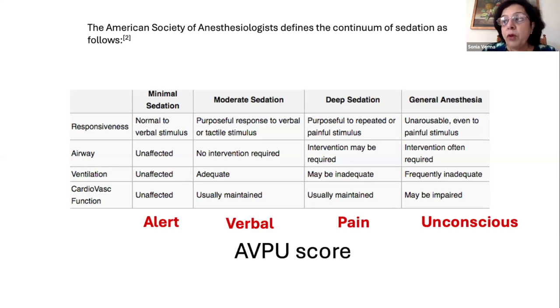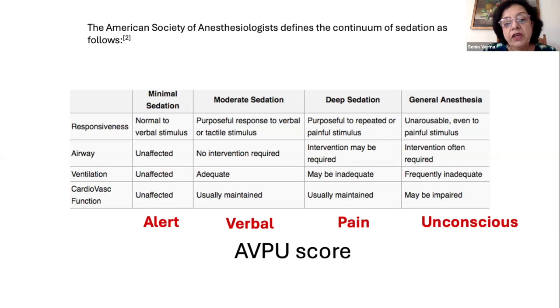This is a very popular score in the UK amongst all healthcare providers. It helps to assess and monitor a patient's brain function. As an anesthetist, we look at the responsiveness, airway, ventilation, and the cardiovascular function of the patient.